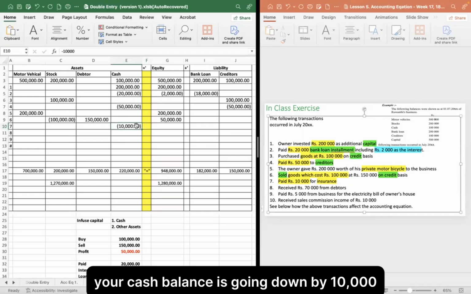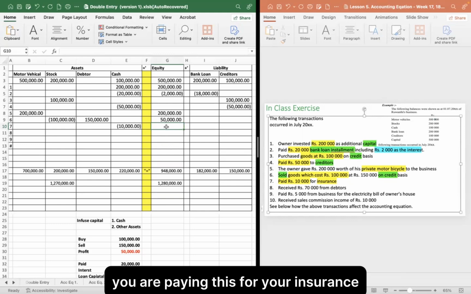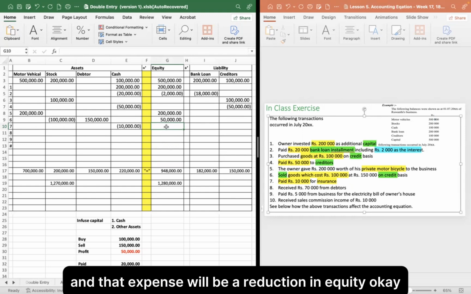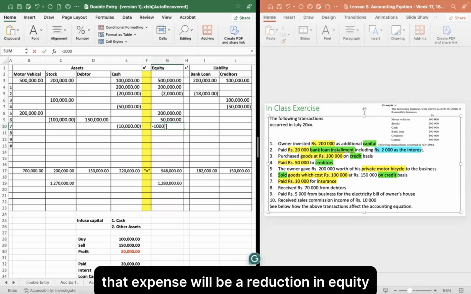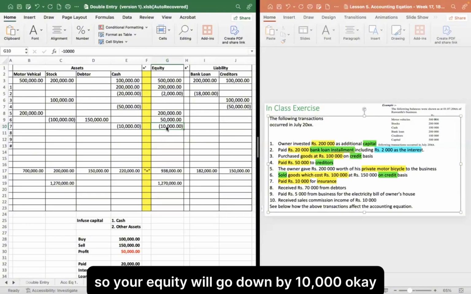Your cash balance is going down by 10,000. Then you are paying this for your insurance. Now, paying for insurance is an expense, and that expense will be a reduction in equity. So your equity will also go down by 10,000.